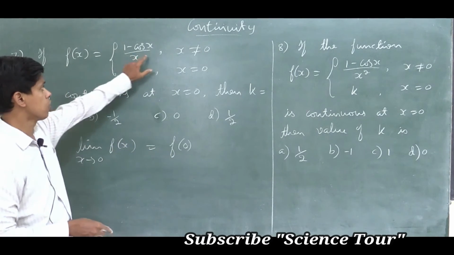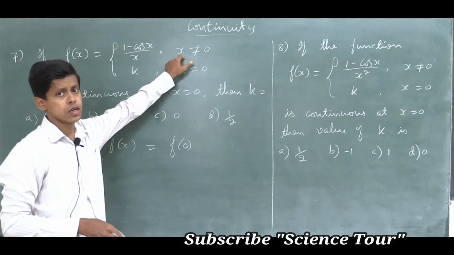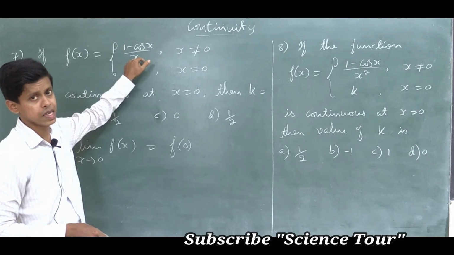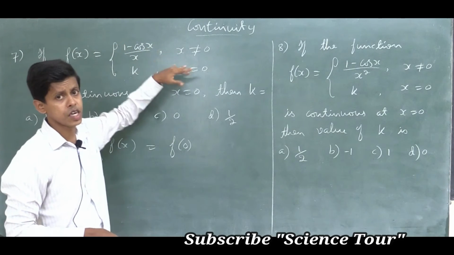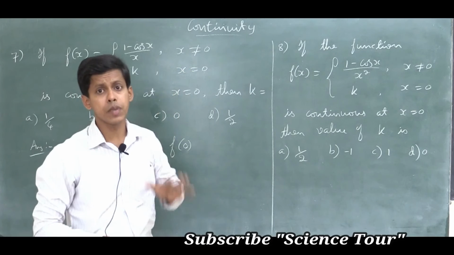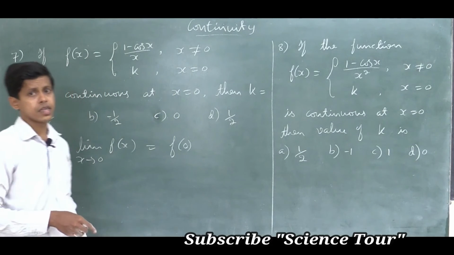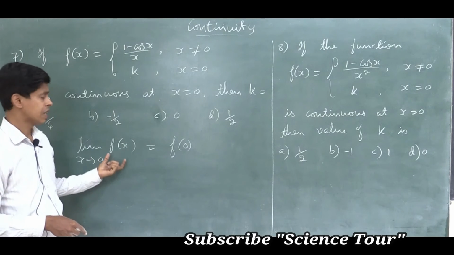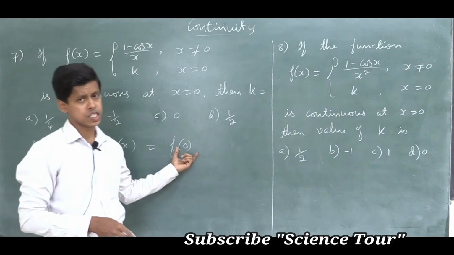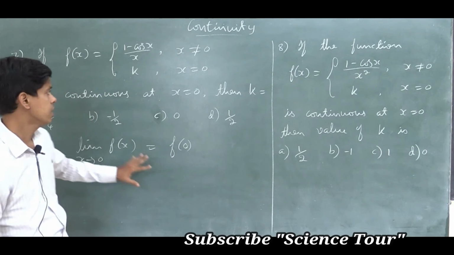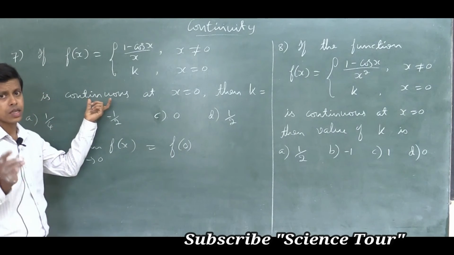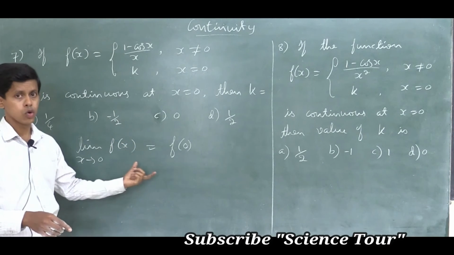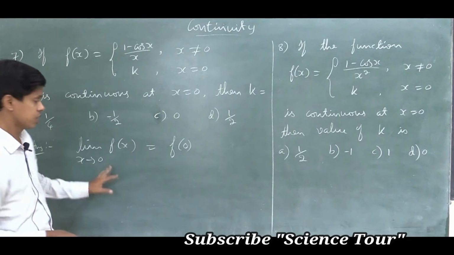We don't need to, because for both x less than 0 and x greater than 0, the function is 1 minus cos x by x. You don't have two different functions for less than 0 and greater than 0 separately, so you don't need to find the left hand limit and right hand limit separately. Just one limit is sufficient here, and that must be equal to the function value at the given point, then only the function will be continuous. Now it is given that the function is continuous, hence this condition holds. So let's continue with this condition.